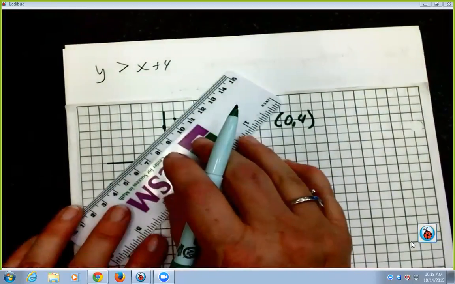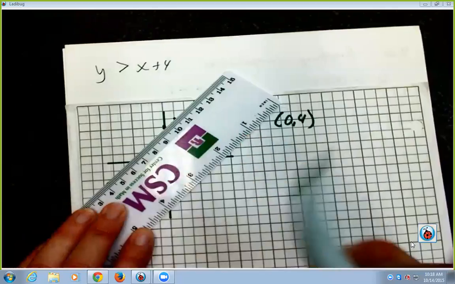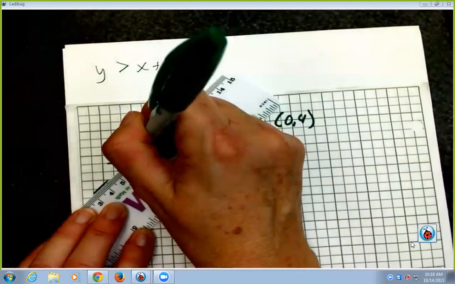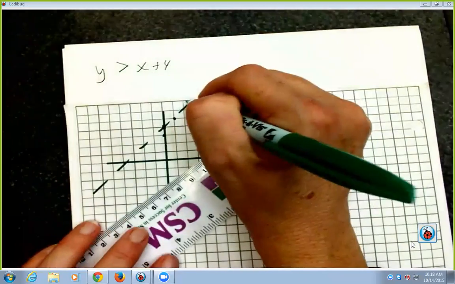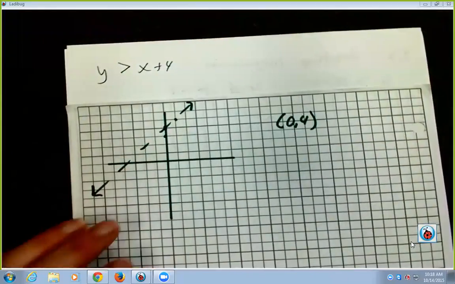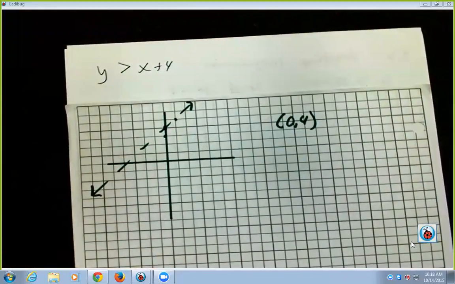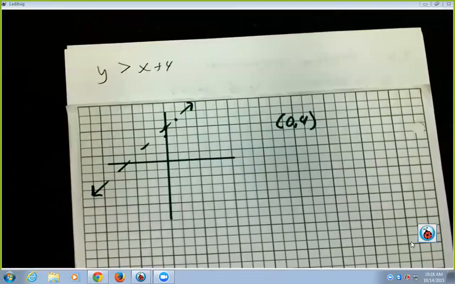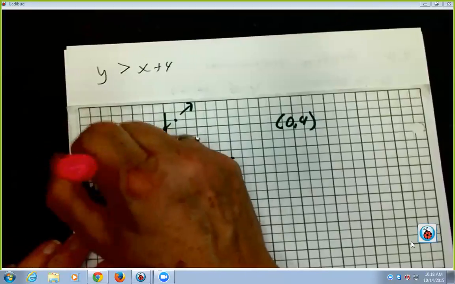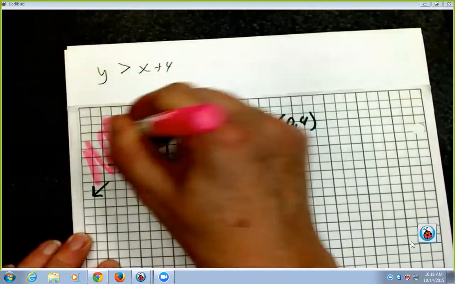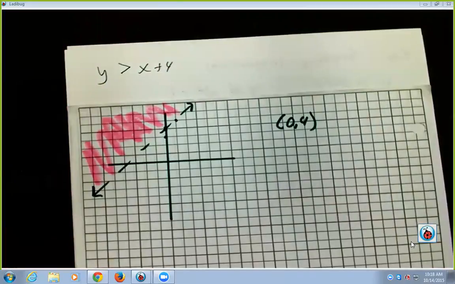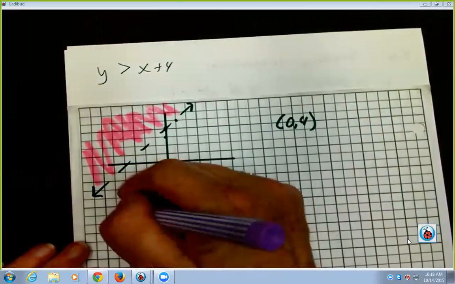But because I know the line is dashed, on paper, I would have to make sure I showed a dashed line because I don't want to include that line in my answer. So it's not a piece of that. So now what happens to this whole thing is we end up with two sides of the line. One side of the line is over here. The other side of the line is over here.